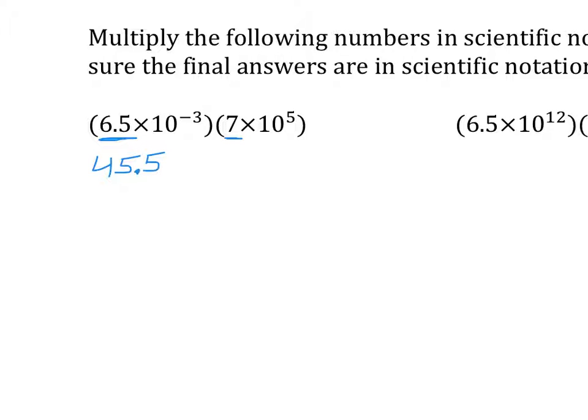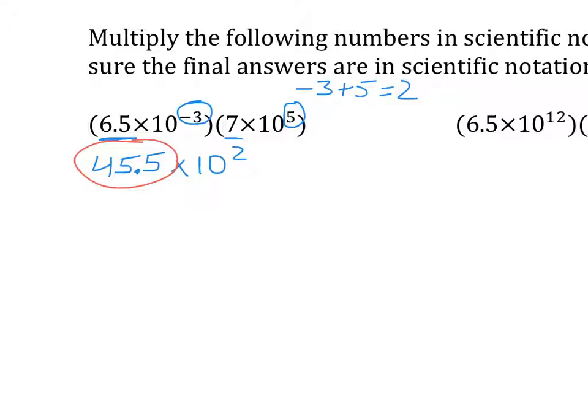Okay, and now we know it's going to be times 10 to some power. Well, here we're multiplying monomials, right? And so we want to add our exponents. So we get negative 3 plus 5 equals 2. So we have 45.5 times 10 to the second. Now, this is pretty close to scientific notation, but we're not quite there yet because in scientific notation, our coefficient, that 45.5, needs to be between 1 and 10, okay?